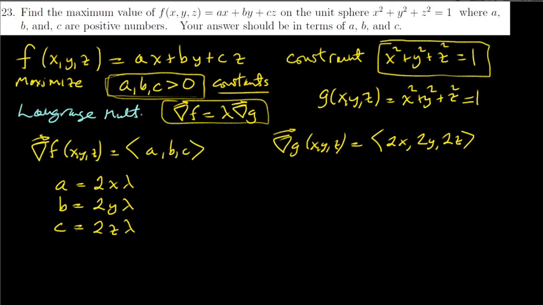So we have 3 equations, but we have 4 variables. The variables are x, y, z, and lambda. a, b, and c are not variables. Those are fixed constants. We don't know what they are, but they're numbers, they can be any real numbers. So, of course, we have to combine this with the constraint equation to get 4 equations in 4 variables now.